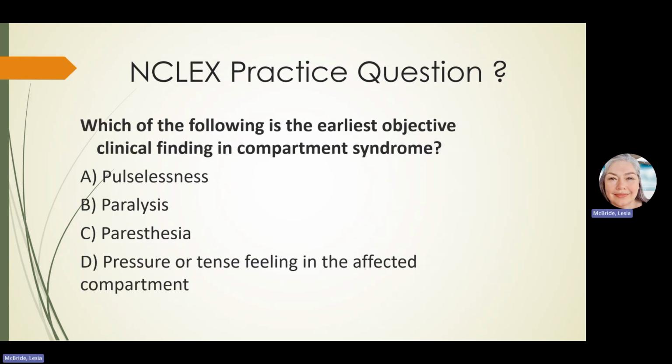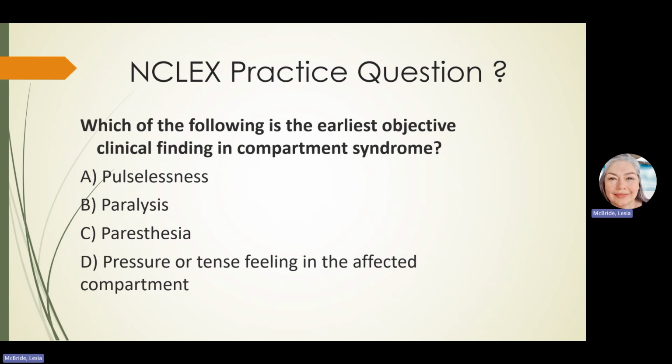Which of the following is the earliest objective clinical finding in compartment syndrome? Pulselessness, paralysis, paresthesia, and pressure or tense feeling in the affected compartment, that's with stretch, are all important. But the earliest associated symptom is typically D, pressure or intense feeling in the affected compartment.